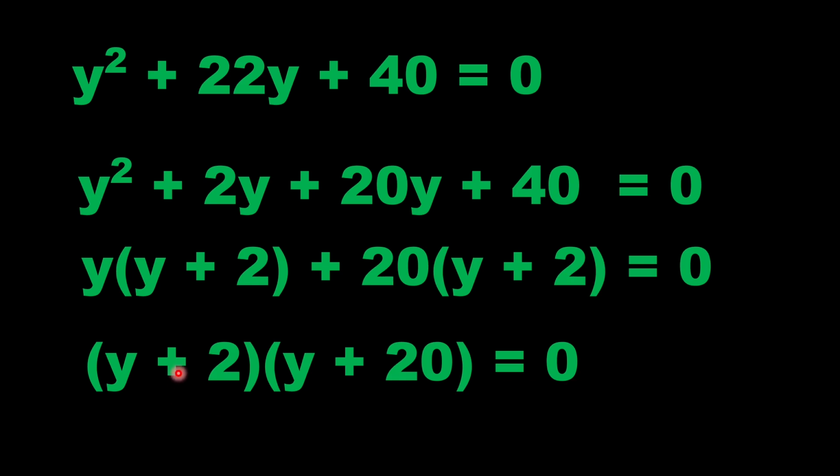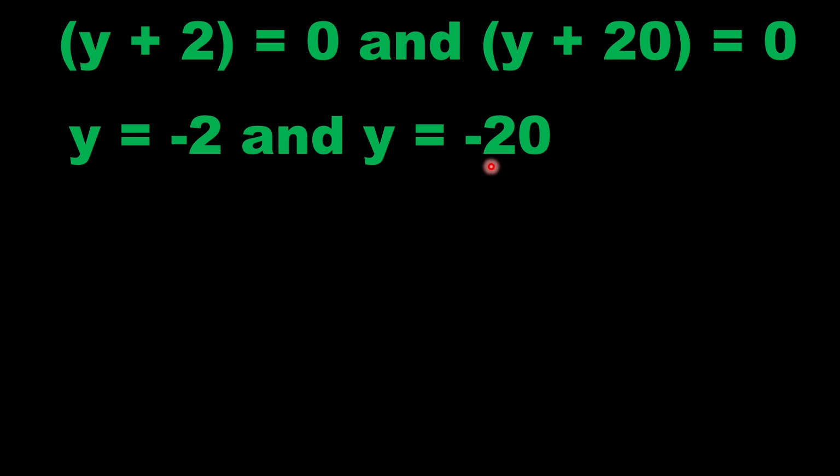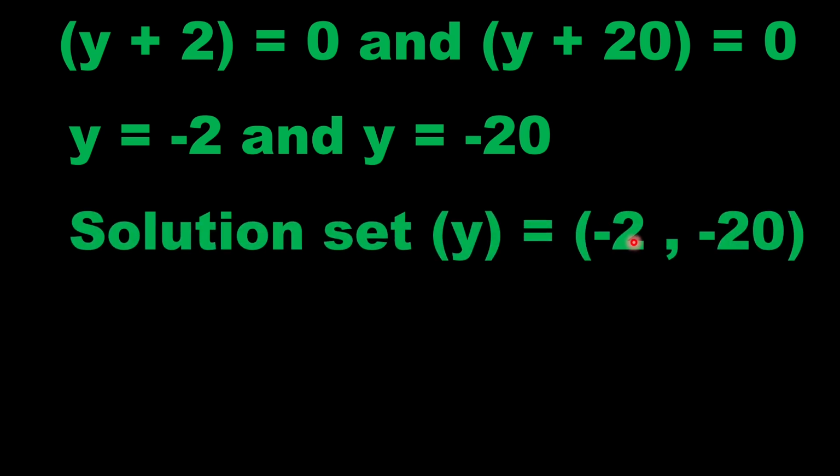Now we will set these two factors equal to 0, that is y + 2 = 0 and y + 20 = 0. In the next step we will send this plus 2 to the other side of the equation, and similarly this plus 20. So this will become −2 and this will become −20. So again our solution set is −2, −20. And as you know, we have verified these two values of y, and both values satisfy the equation. So this is your answer, which we have solved by two methods.